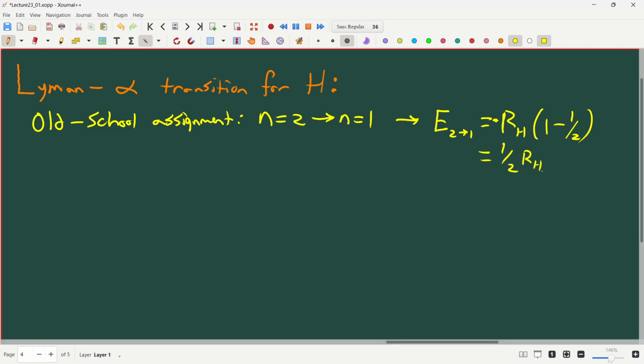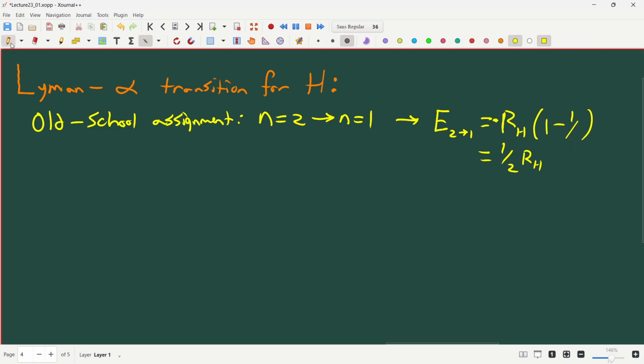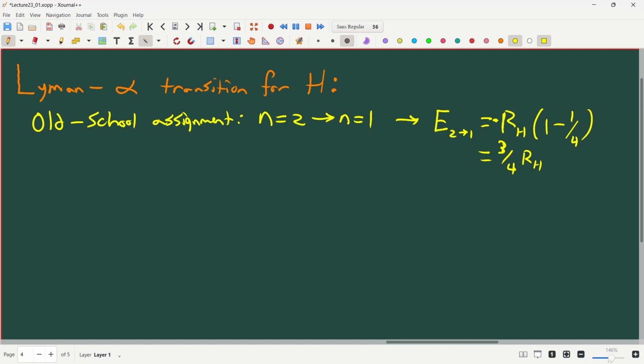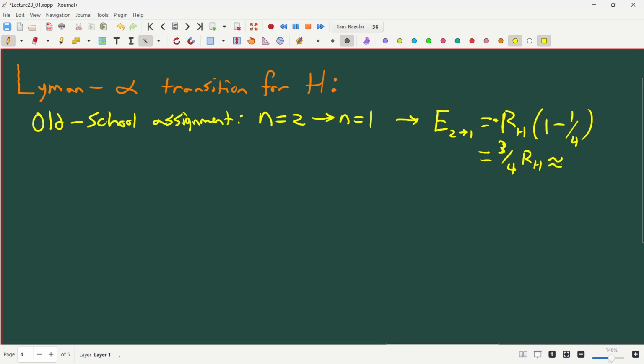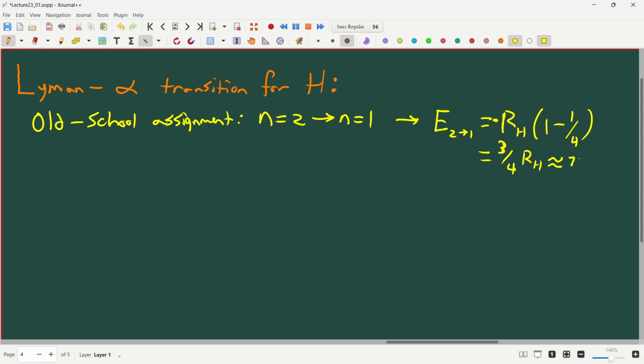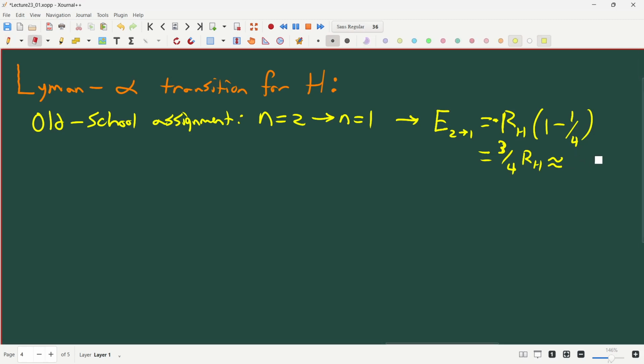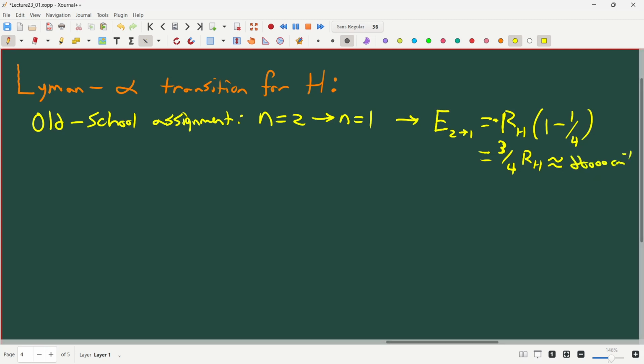Did I get that wrong? No, sorry, 1/4. It's n squared, so 1/4. So that's 3/4 Rydberg. And the Rydberg is about 100,000 wave numbers, so this is around 78,000. I forget exactly. Let's say roughly 80,000 wave numbers. Right, that's what we saw. Pretty good prediction. So this is what Lyman sees. He just sees one line, and it's 2 to 1.